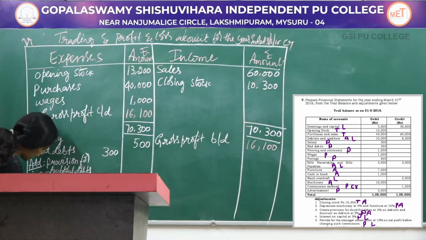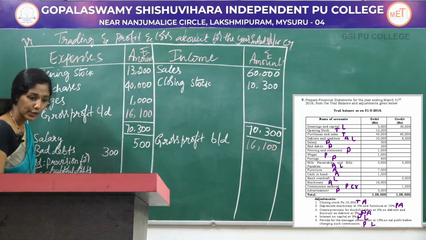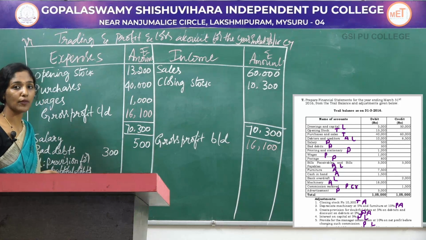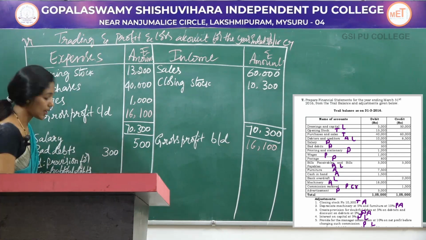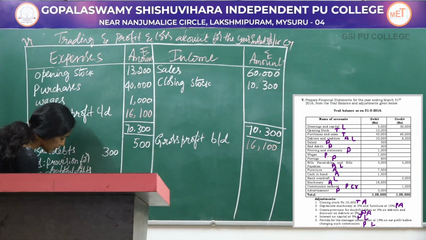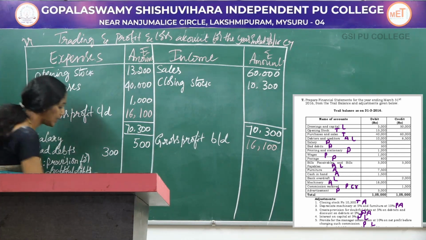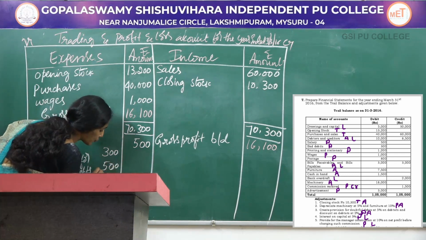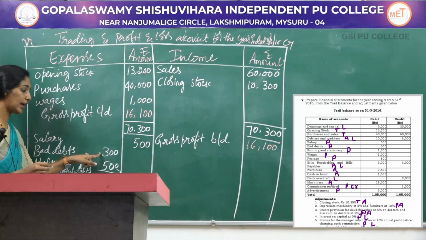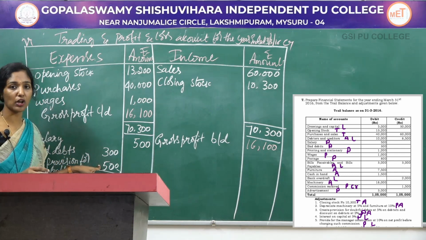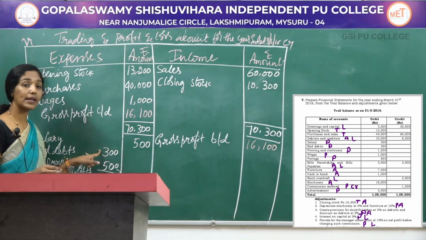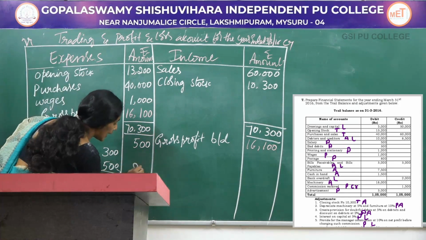So for this you have to calculate 10,000 into rate of provision on doubtful debts, that is 5% on total debtors. This amount is given in your trial balance. It is a debtors amount. 10,000 into 5%, you will get 500. You have to add both together. 300 bad debts plus provision for doubtful debts 500, you will get 800.